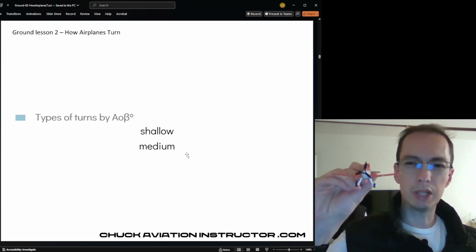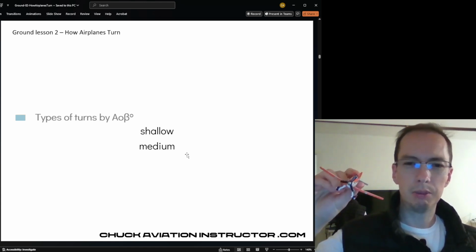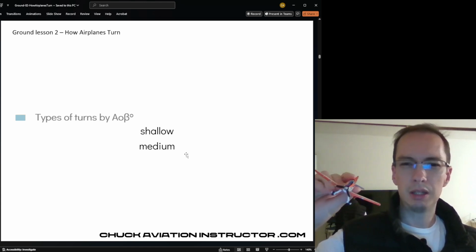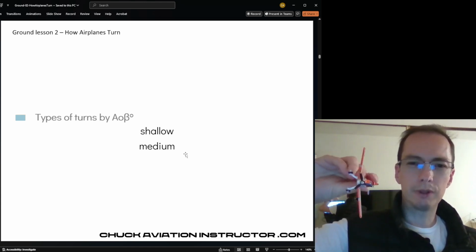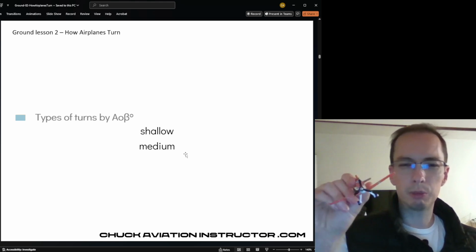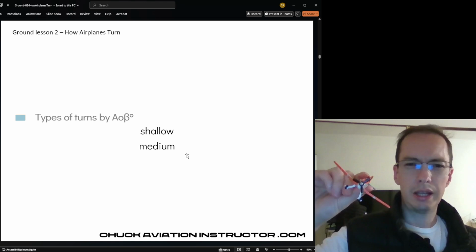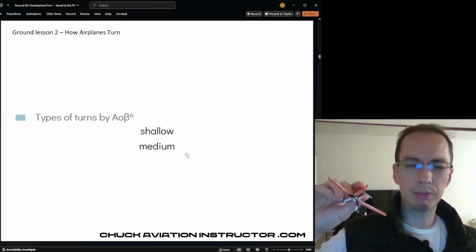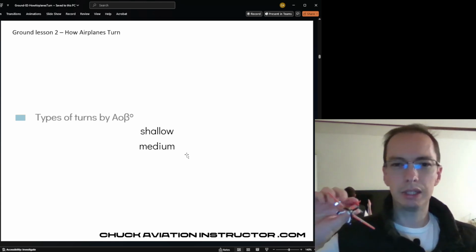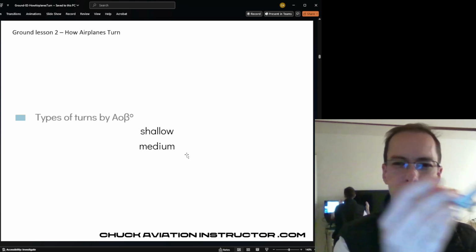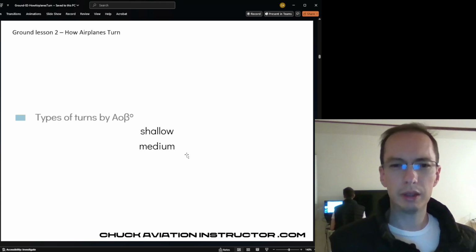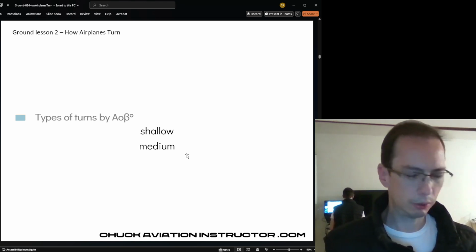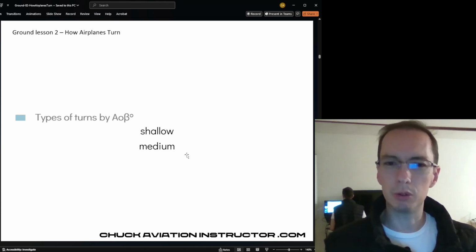So from shallow, you increase it to medium. Medium would be somewhere around 30 degrees of bank. And this one is pretty stable. It doesn't want to bank further once it's established, nor does it want to come back. It's a fair compromise between the amount of space it takes and the amount of time it takes to complete a turn with the result achieved. So it's the one that you're going to be using the most.